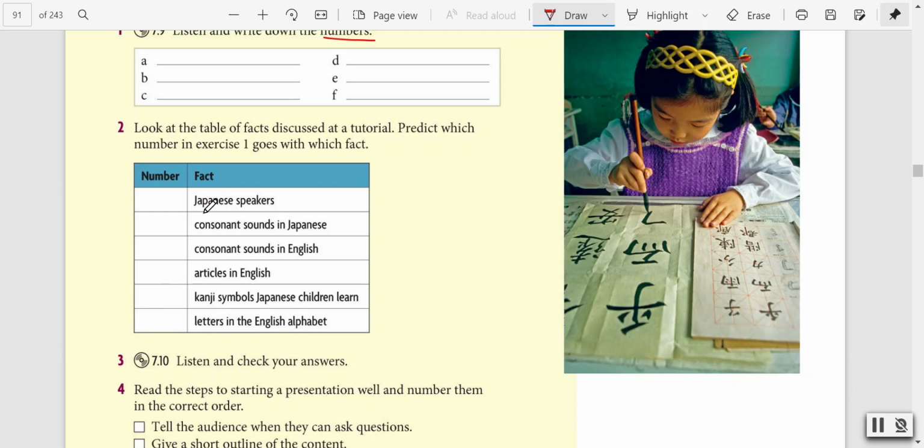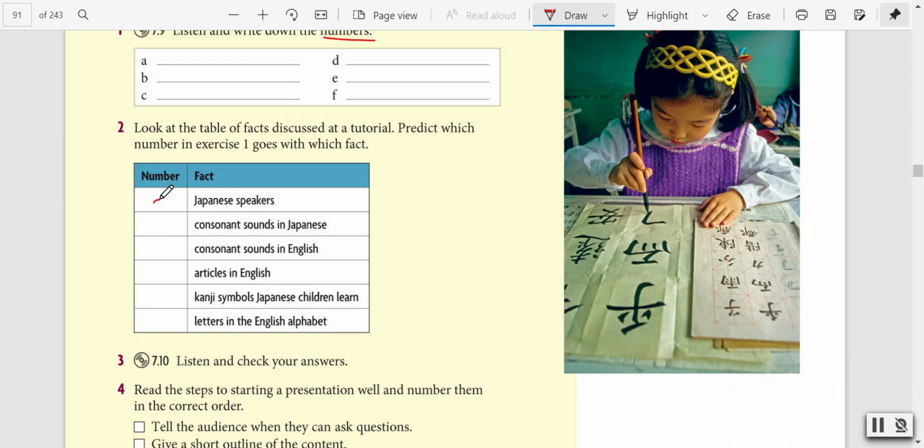Use the numbers carefully. For example, Japanese speakers: I can't say 23 for Japanese speakers, but I can say that it's over 130 million.